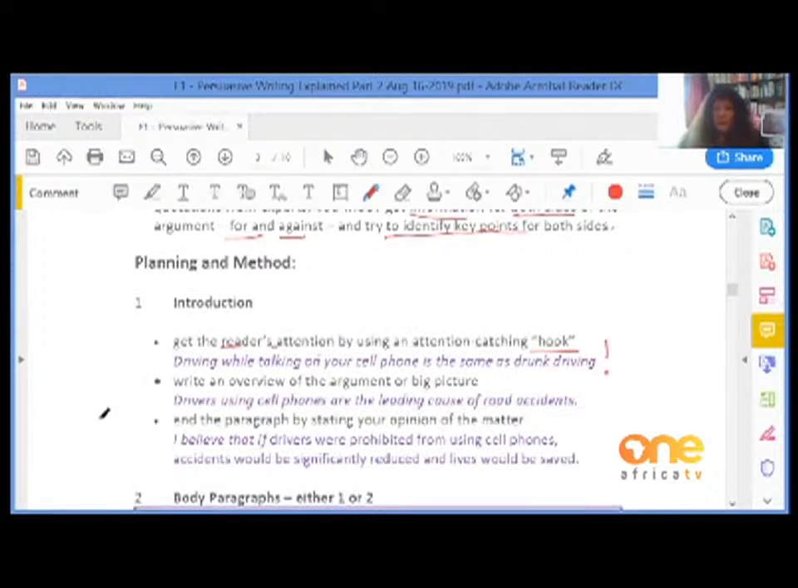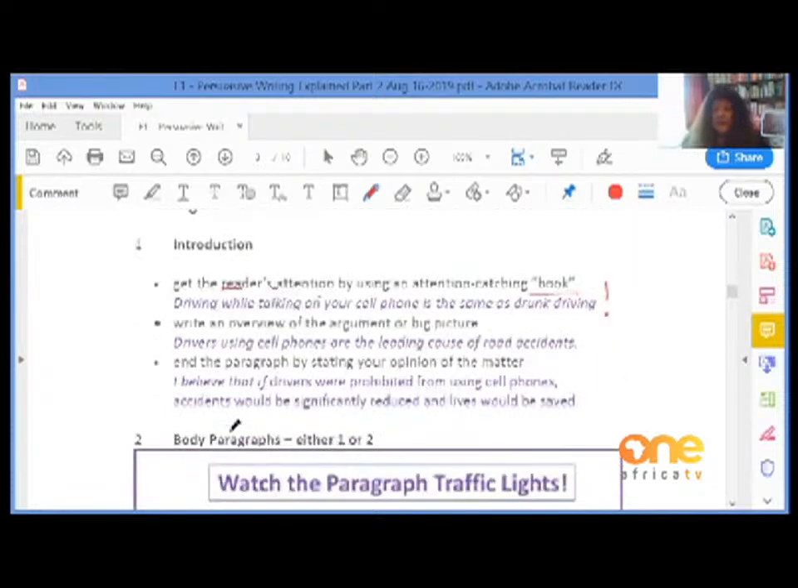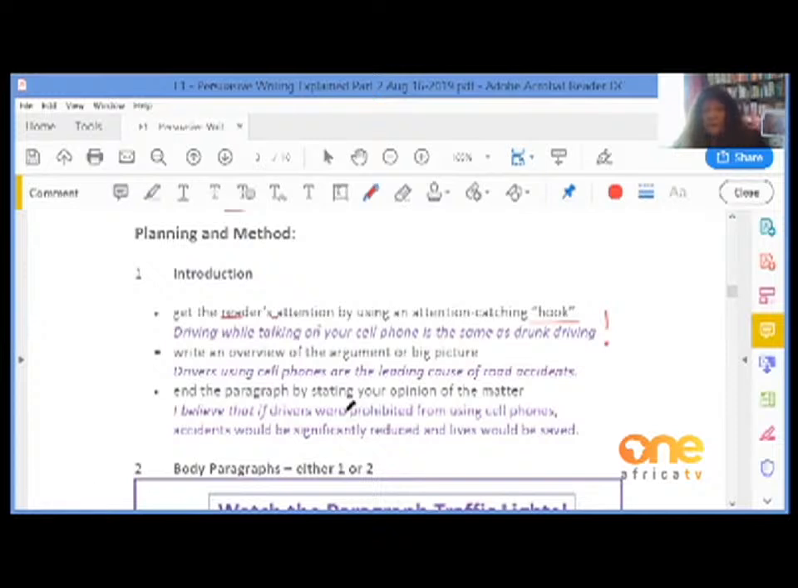And then you write an overview of the argument or big picture. Drivers using cell phones are the leading cause of road accidents nowadays. And then end the paragraph, the introduction, by stating your opinion. I believe that if drivers were prohibited from using cell phones, accidents would be significantly reduced and lives would be saved. Because that's the whole point of this argument about driving using a cell phone. So that would be your introduction. You've said it's just the same as drunk driving. You've got to prove it now.